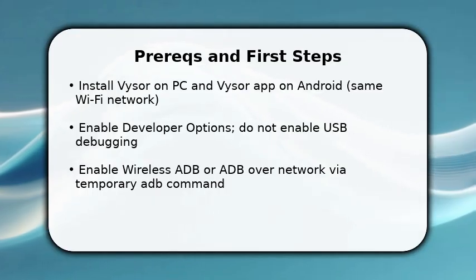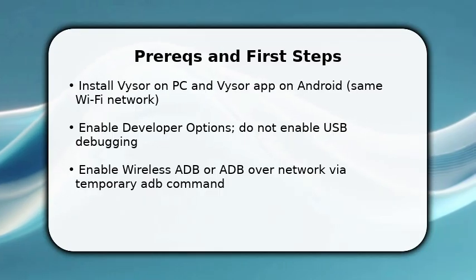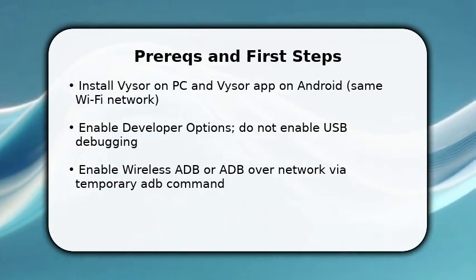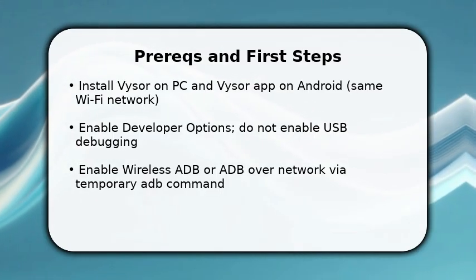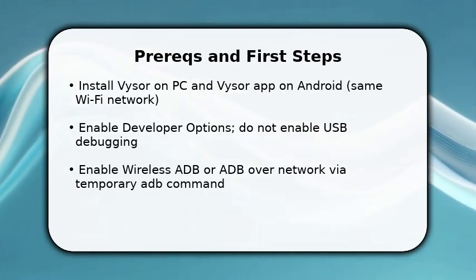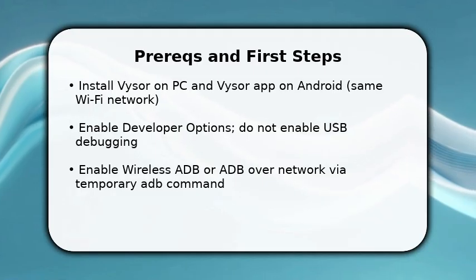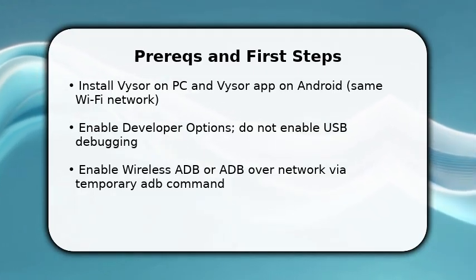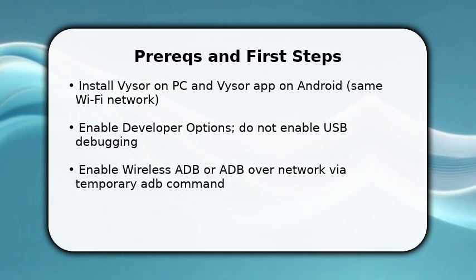You start by confirming prerequisites: Vysor on your computer and the Vysor app on the phone, both on the same Wi-Fi. Once done, open Developer Options on the device. You will not toggle USB debugging. Instead, make sure you can run an ADB command on the PC.